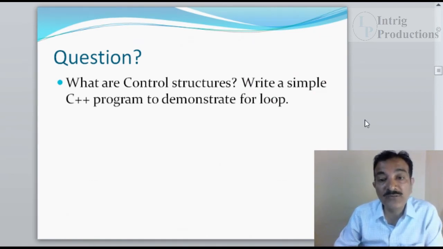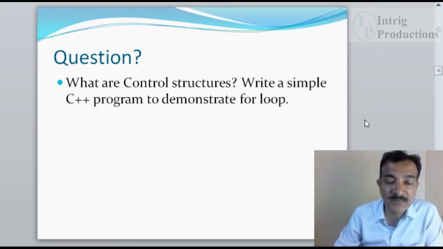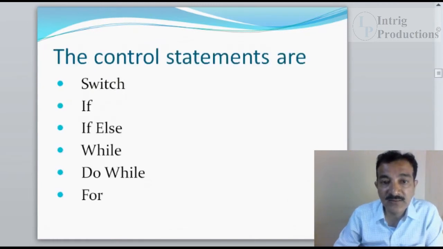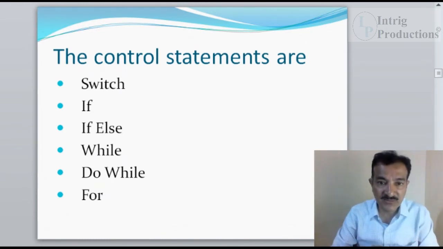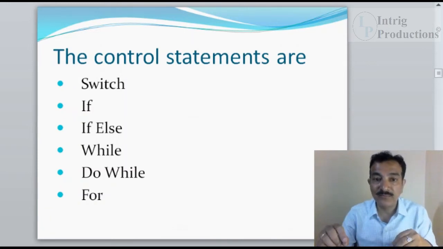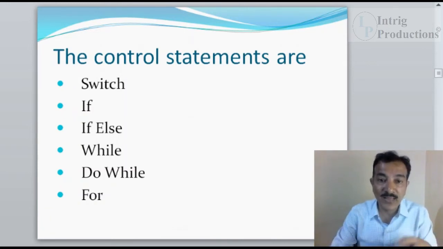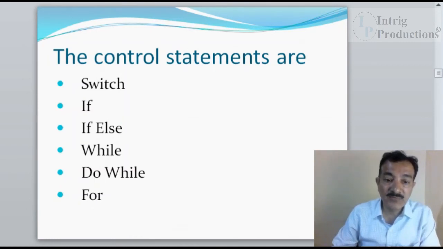What are control structures? Write a simple C++ program to demonstrate for loops. Okay, so first let us see what the different control structures are. The different control structures in C++ are switch, where you want to select one of them based on the switch value. So the switch case statements, you have switch, you have if else, while, do while, and for. Now let me explain this.